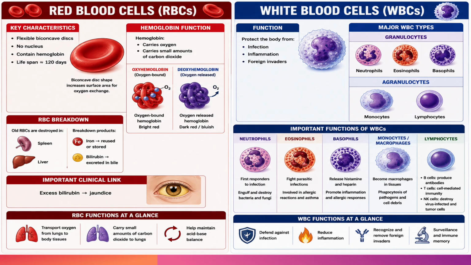Eosinophils are involved in allergies and parasitic infections. For example, people with high allergies usually have a high count of eosinophils. Basophils release histamine and heparin during inflammatory processes. Monocytes become macrophages and perform phagocytosis, which we talked about in our lymphatic lecture. Lymphocytes are critical for immune responses and include B cells, T cells, and NK cells. So overall, RBCs mainly transport oxygen, and WBCs mainly defend the body.